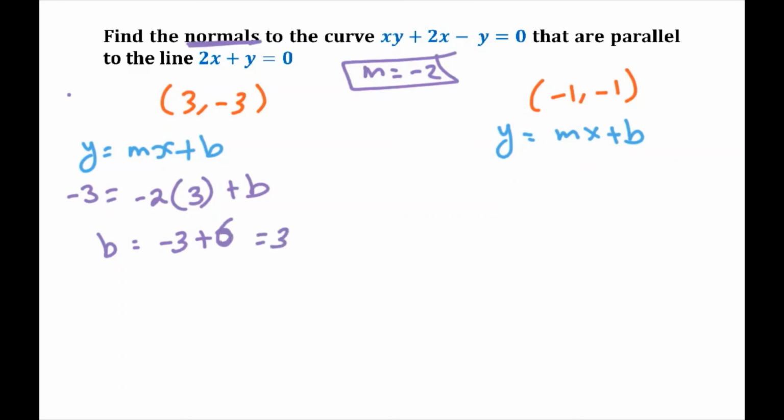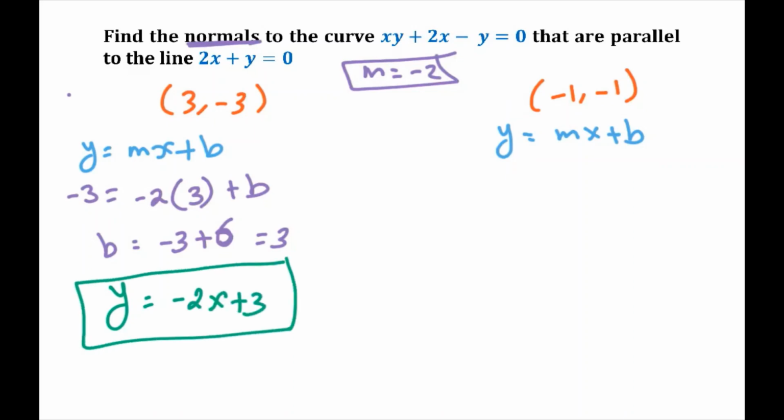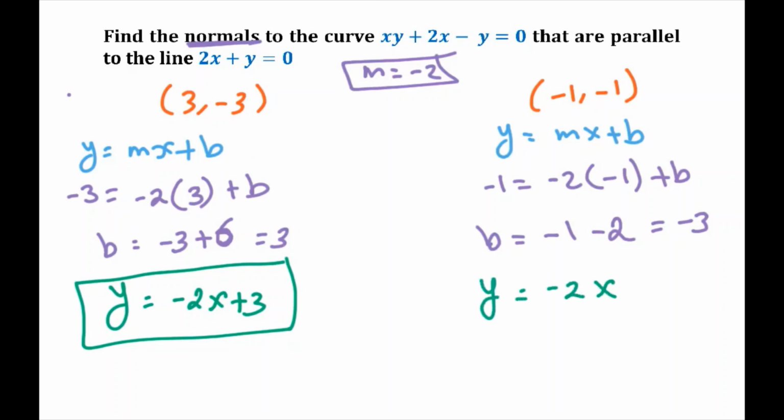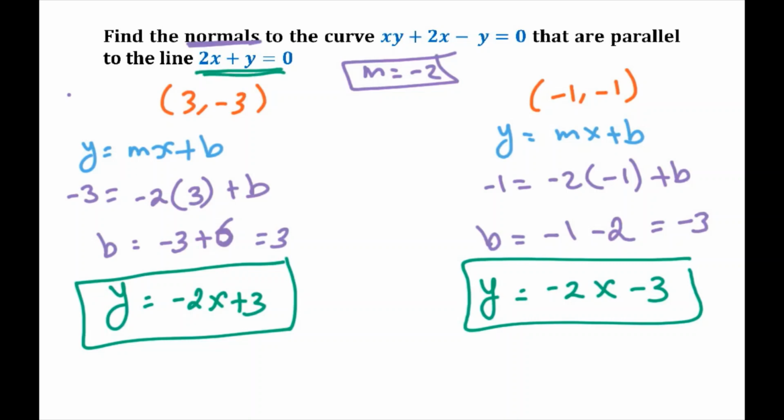So that's my first normal. My second normal, again, negative 1 equal negative 2 times negative 1 plus b. So y will be equal negative 2x minus 3. So here are my two normals. They are parallel to this line. All of them equal a slope of negative 2.